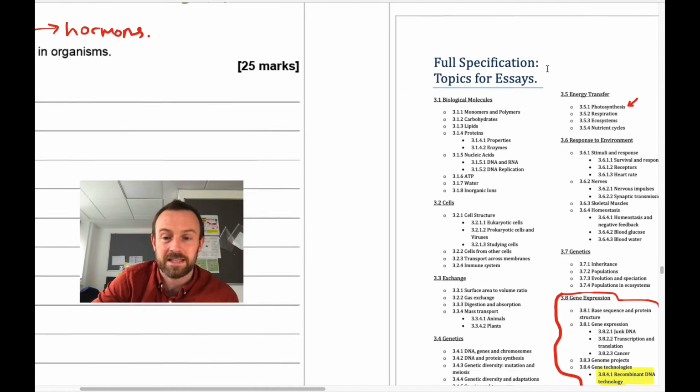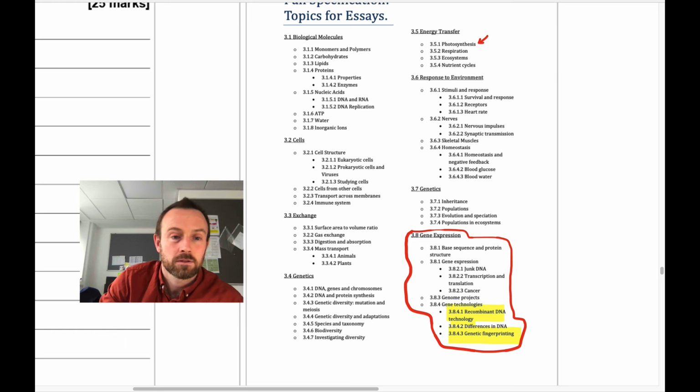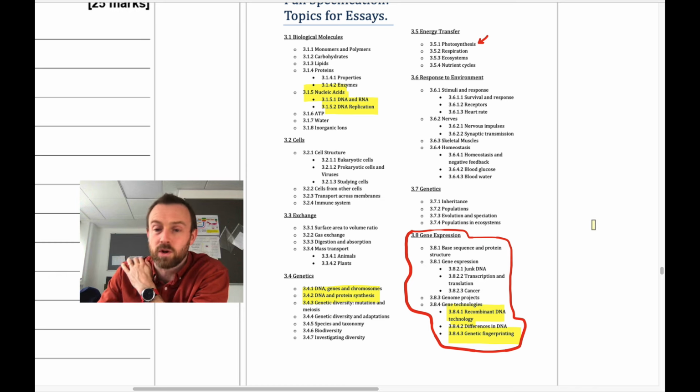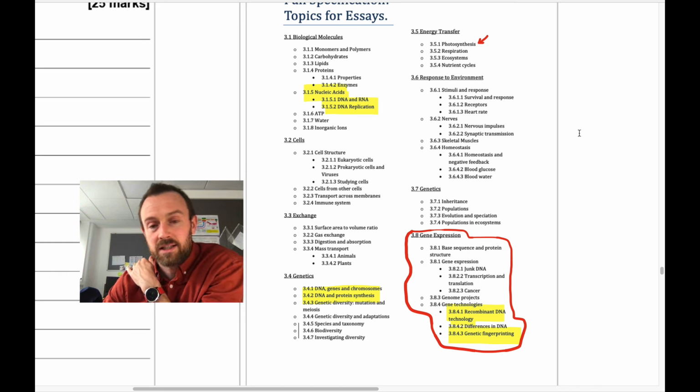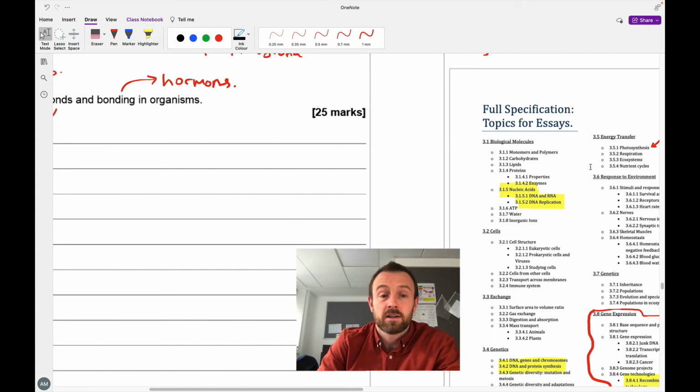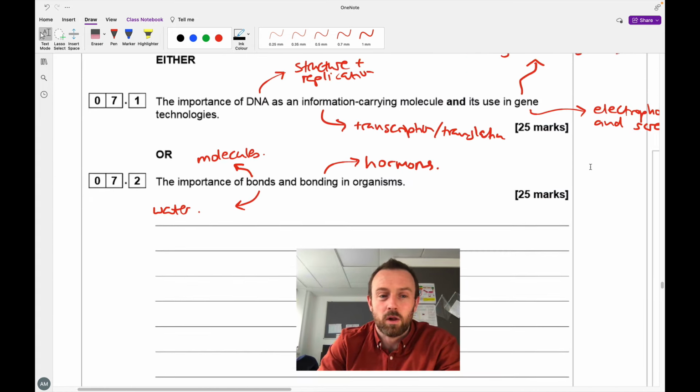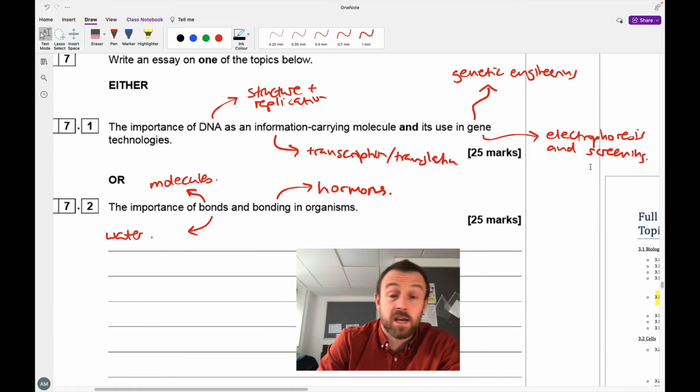This would work. So for the DNA essay, I would pick something like recombinant DNA technology, so genetic engineering, genetic fingerprinting, and then I'd also pick nucleic acid, DNA structure and replication, and then over here I'd pick DNA and protein synthesis, so basically transcription and translation. Okay, so those would be 1, 2, 3 and 4 different topic areas that would fit with this essay. By the way, this essay could well come up in some other form, I reckon, this year.